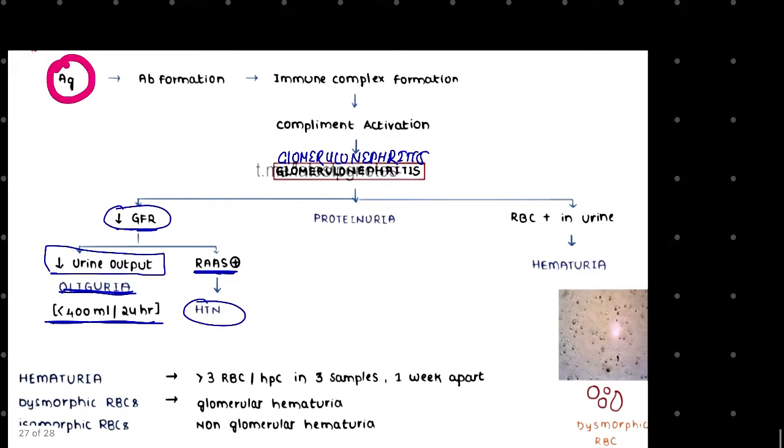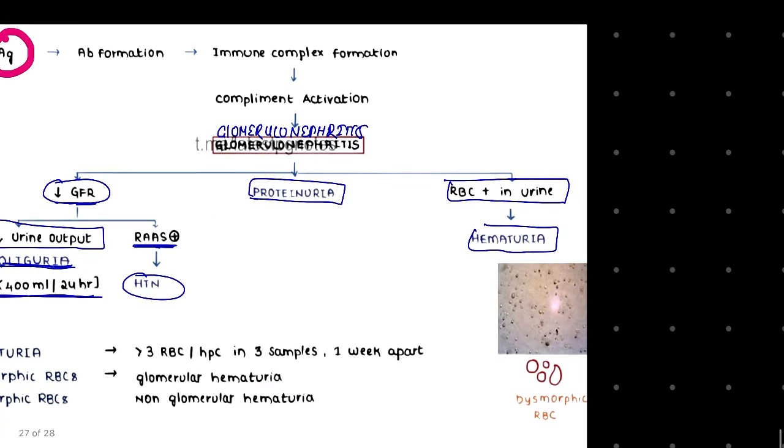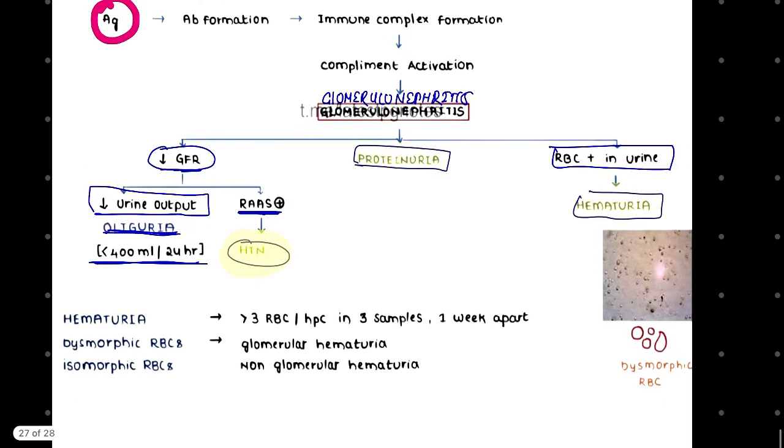And another cardinal feature is our proteinuria. We have already mentioned mainly what? Mainly our albumin. And similarly, RBC are present in urine. Normally it is not present, but in the case of glomerulonephritis, there will be presence of RBC in our urine. That condition is called our hematuria. So these are hematuria, proteinuria, hypertension, oliguria. These are the cardinal signs of nephritis, right?